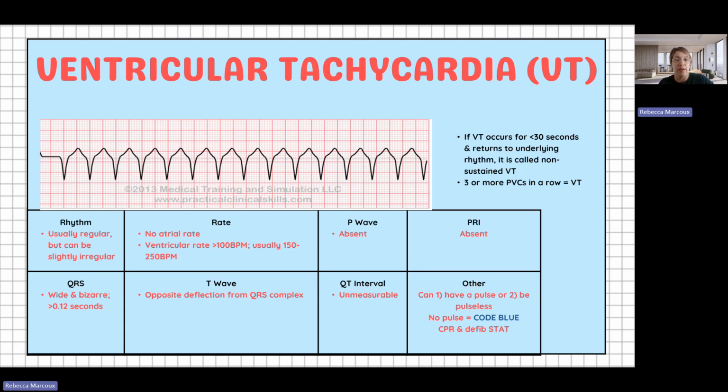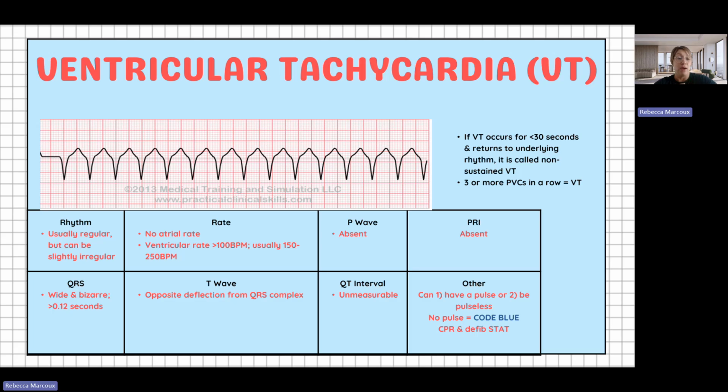If ventricular tachycardia occurs for less than 30 seconds and returns to our underlying rhythm, we would call it, again, a non-sustained ventricular tachycardia. And if we have 3 or more PVCs in a row, we would call it ventricular tachycardia. So we could call it non-sustained, or a run of VTach is what we often say in the clinical setting. The most important thing that I need you to know about ventricular tachycardia is the patients can have a pulse, but they might not. So ventricular tachycardia can be a pulsatile rhythm or a non-pulsatile rhythm.